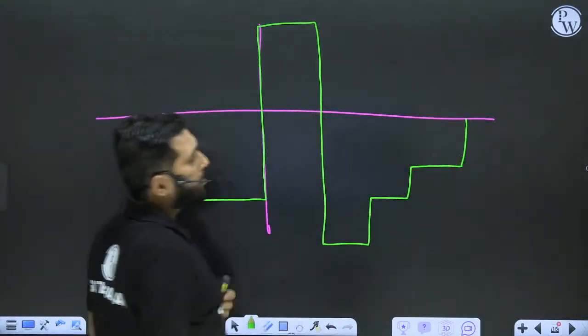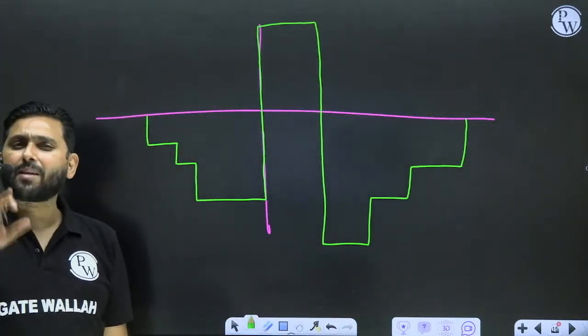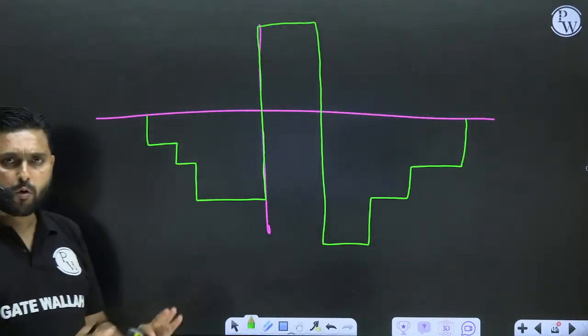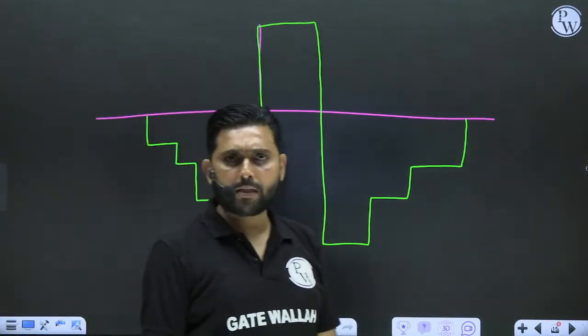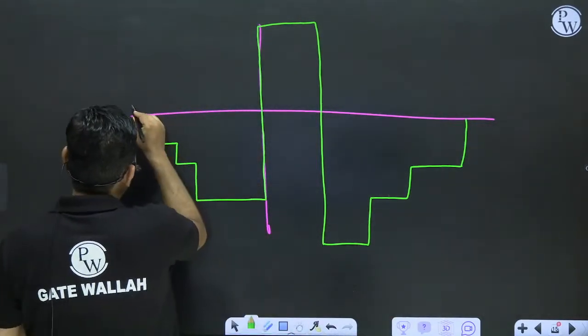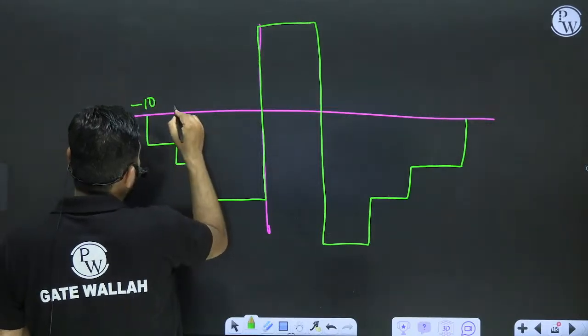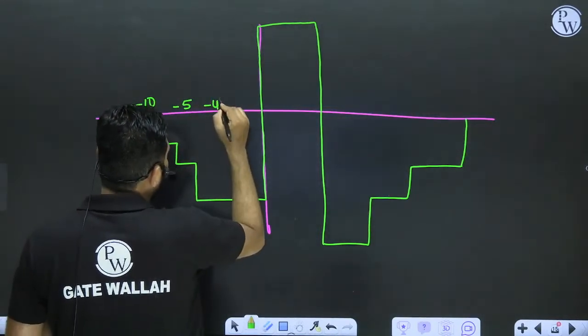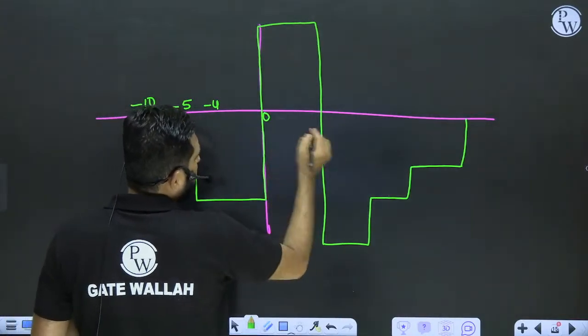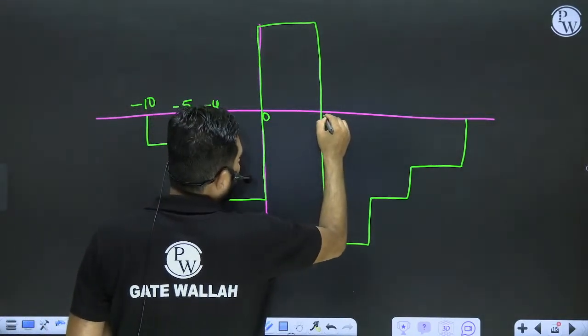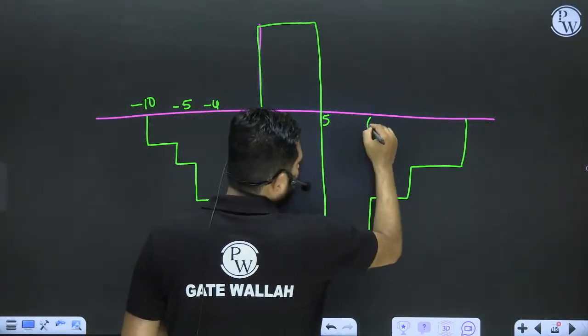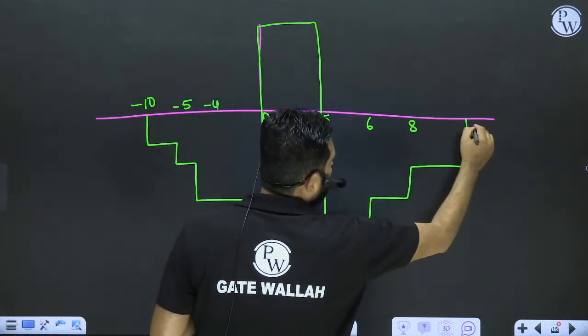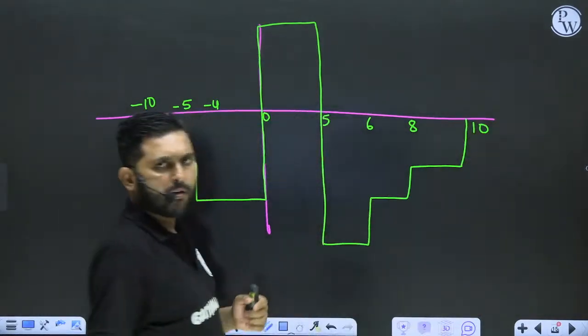Suppose we have this kind of function, some random hypothetical function, though they will never ask it in your GATE examination. Just write it. This is minus 10. This is minus 5. This point is minus 4. This point is 0. That point is, let's say, 5. This point is 6. This point is 8. This point is 10.